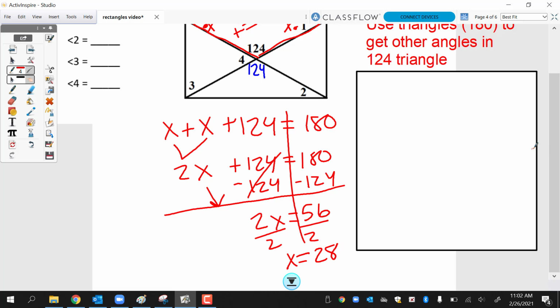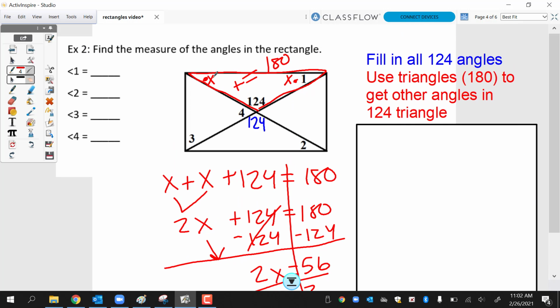So I'm going to fill that in my triangle. I just got x was 28. So this is 28, and this is 28. Where else in the rectangle is the 28? In this triangle up here and down here in the other 124 triangle. So this is 28, and this is also 28. So that finally filled in some numbers. I got angle 1 was 28 and angle 2 is also 28. Yay. Well, I still need angle 3 and 4, so here we go.